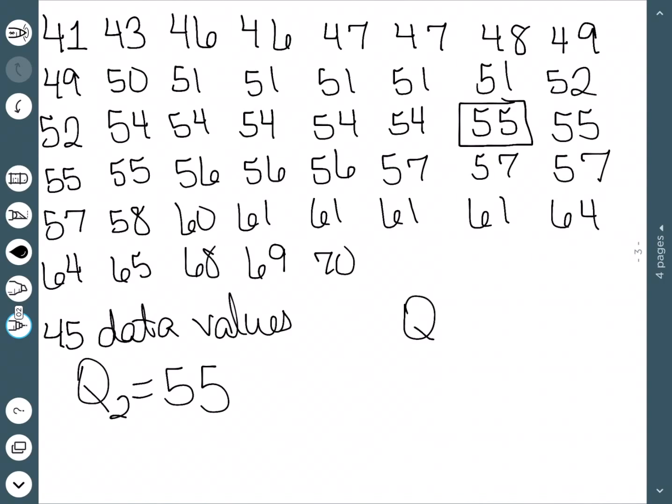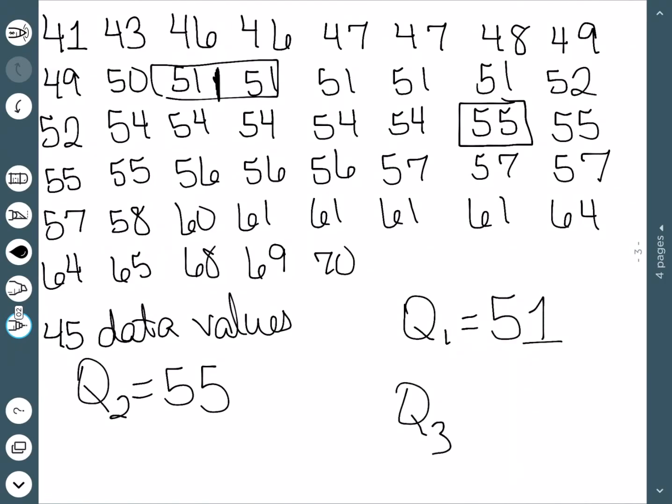To find Q1, we now need the median of all of the numbers below our median. So, like I said, there are 22 numbers there. If we count 11, this point right here marks the point where there's now 11 above and 11 below. So we now need the number halfway between 51 and 51, which is 51.